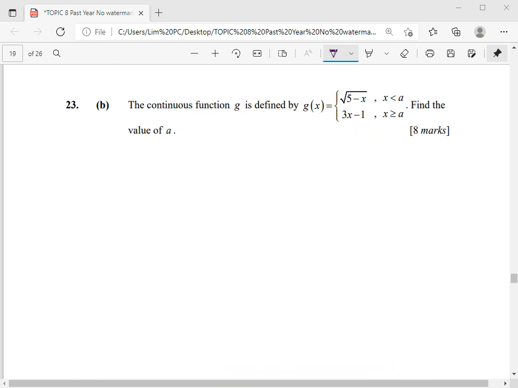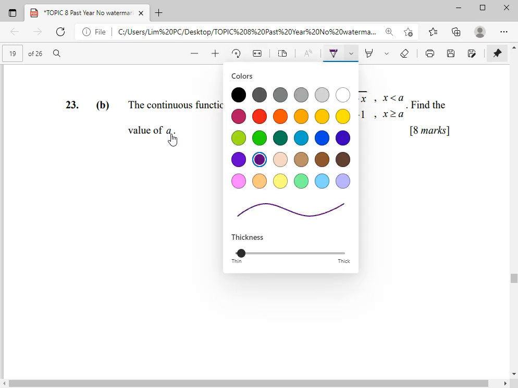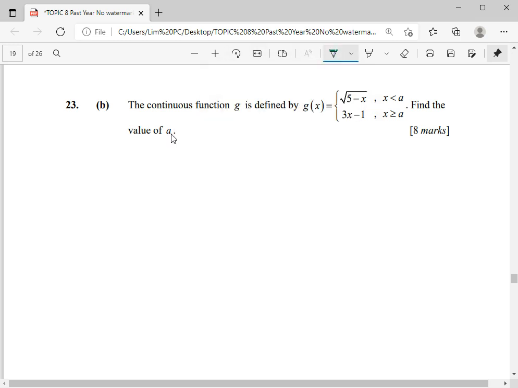We go for question B. They said the continuous function g. So that definitely is continuous because it said continuous function g defined as this. So this is our piecewise function. Find the value of a. Okay, so we have a piecewise here. We draw out our piecewise function where in the interval of a, when x is less than a, it is square root 5 minus x. When x is more than or equal to a, it will be 3x minus 1.